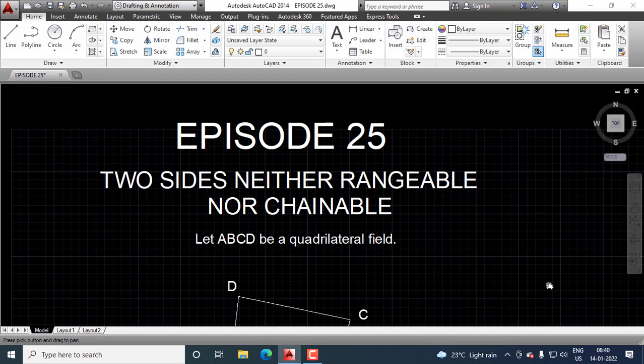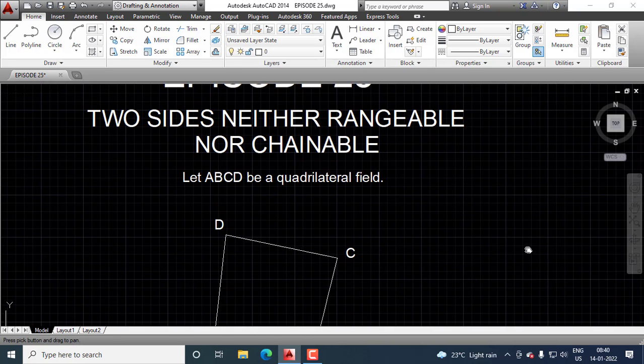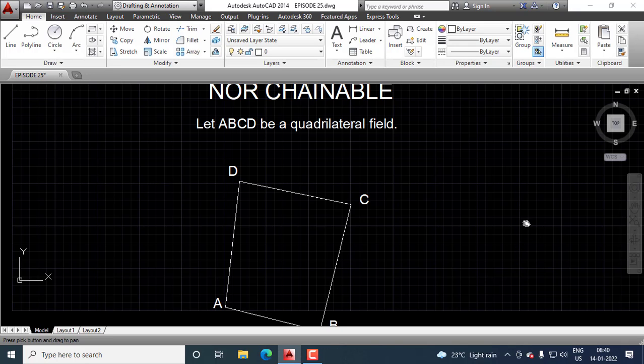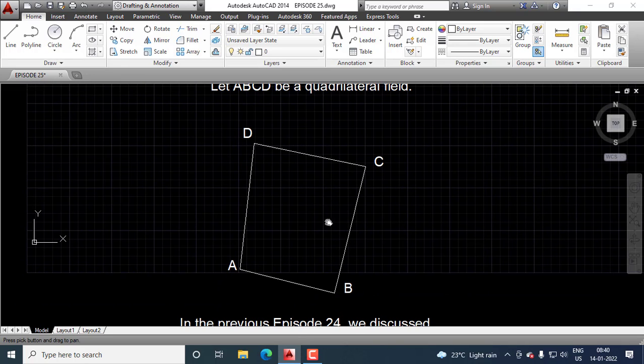In this episode 25, I discuss surveying a quadrilateral field having two sides neither rangeable nor chainable. Let ABCD be a quadrilateral field. Here CD is neither chainable nor rangeable. DA is neither chainable nor rangeable.